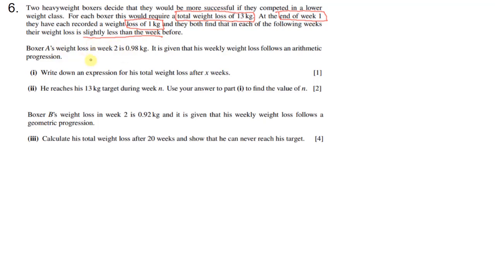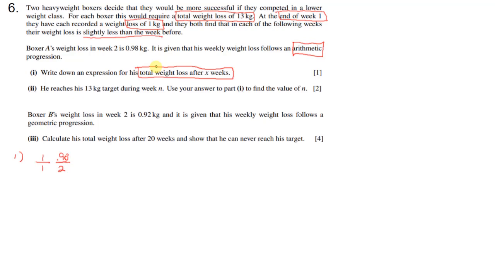So Boxer A, in week 2, has a 0.98 kilogram weight loss. That's his second term. We've got a 1 and then a 0.98. Now, they tell us it's an arithmetic sequence. So we can take a look at what they want us to do. They want us to write an expression for the total weight loss after X weeks.